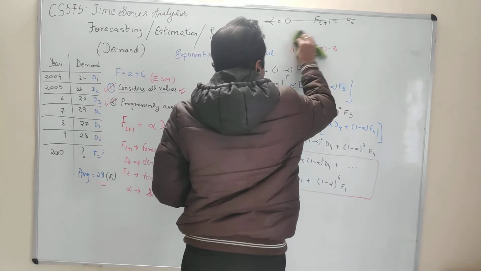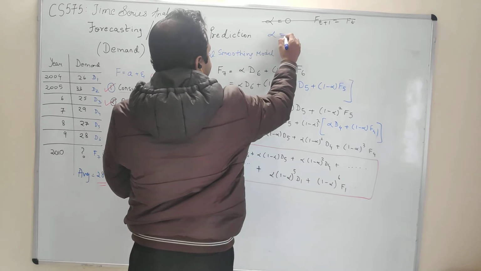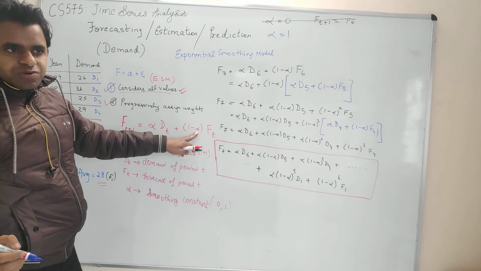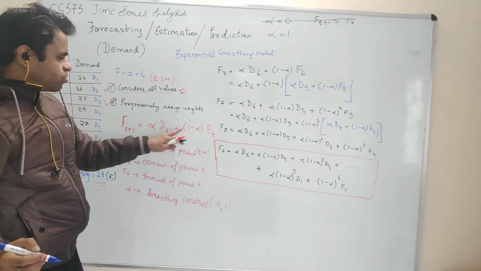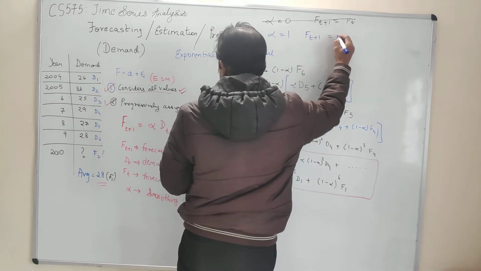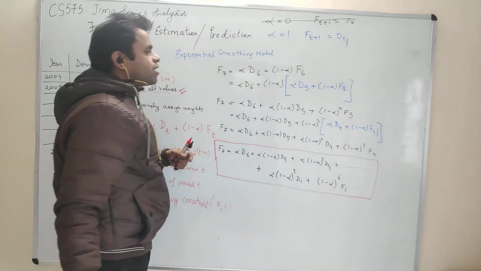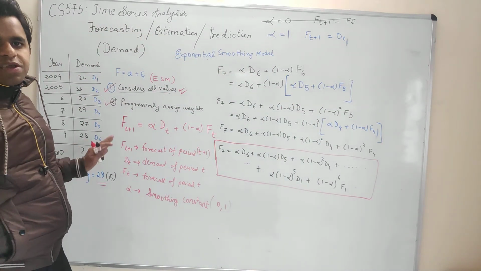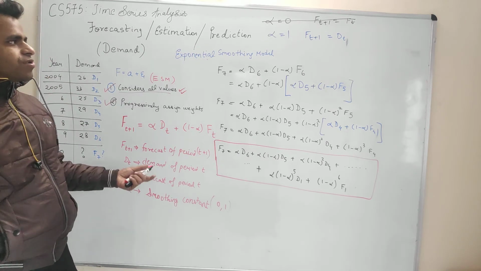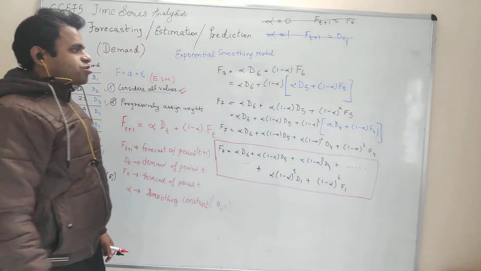Now let us take the other way around. Now what if you keep alpha equal to 1? When you keep alpha equal to 1, basically this term reduces to 0, because 1 minus 1 is 0. So f of t plus 1 is equal to demand of t. Again, the current demand will be equal to the future one. So this becomes a static value, because the demand value is constant. So again, this model is not desirable. So we cancel this also.